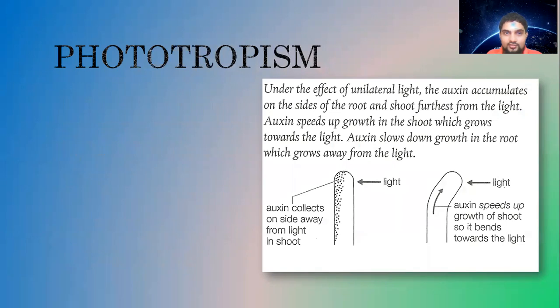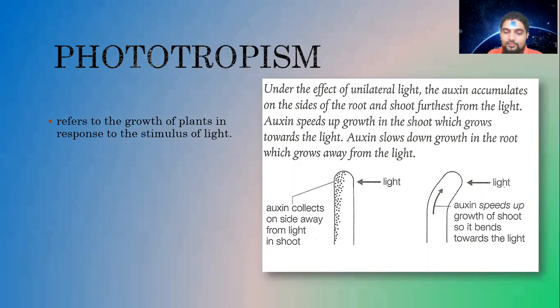The other important concept that you need to understand is called phototropism. And this is the last one, I believe. This is the last of the physiological functions that we will look at this morning. So phototropism refers to the growth of plants in response to the stimulus of light.